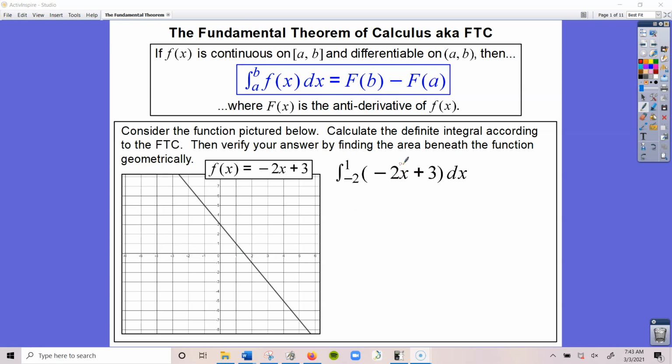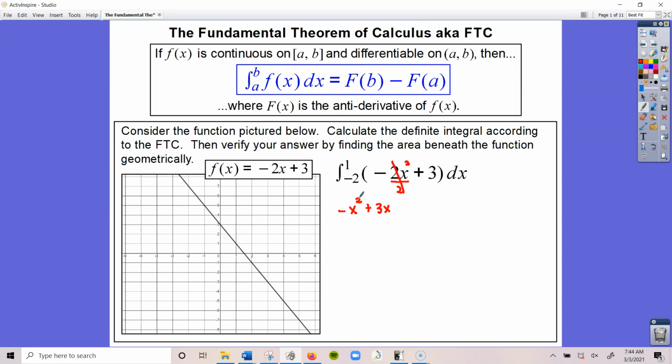First, in order to find the antiderivative of negative 2x plus 3, we add 1 to the exponent and then divide by that new exponent, leaving us with negative x squared, because the 2's cancel, plus 3x. Normally we would write plus c, but when we are integrating with a definite integral, we never write the plus c. That's because we're going to be subtracting anyway: if we add c here and then subtract c here, the c's cancel regardless.